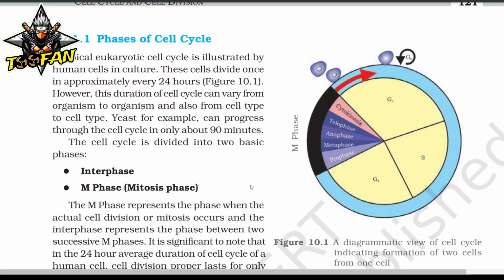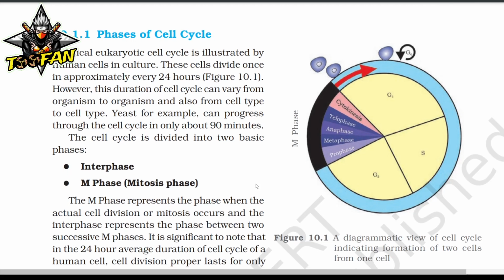Phases of cell cycle. A typical eukaryotic cell cycle is illustrated by human cells in culture. These cells divide once in approximately every 24 hours. However, this duration of cell cycle can vary from organism to organism and also from cell type to cell type. Yeast, for example, can progress through the cell cycle in only about 19 minutes. The cell cycle is divided into two basic phases, interphase and M phase, that is mitosis phase.